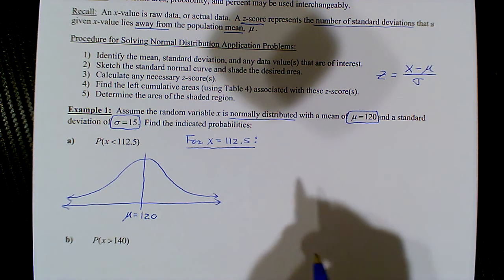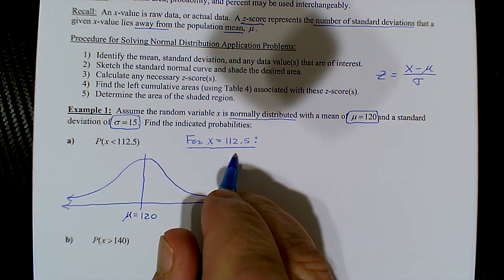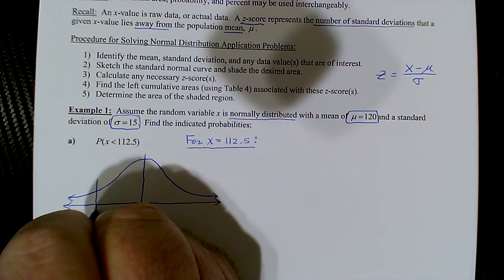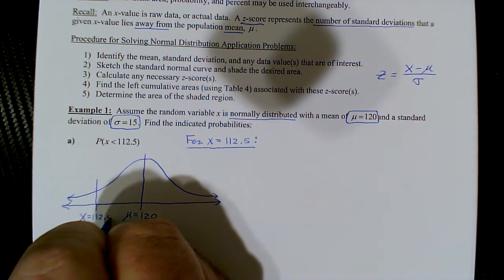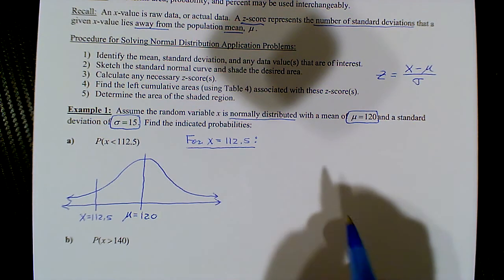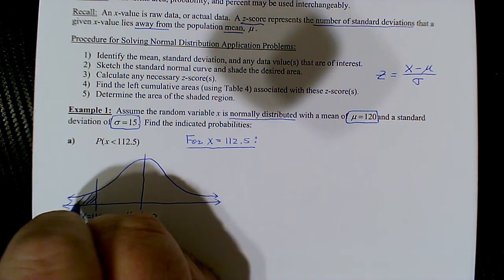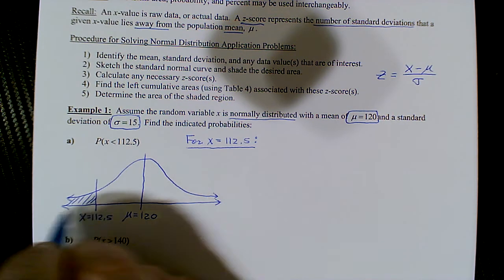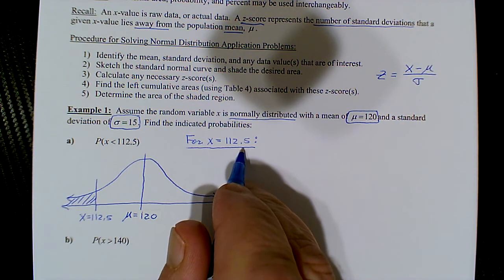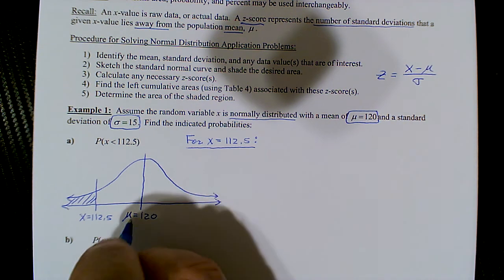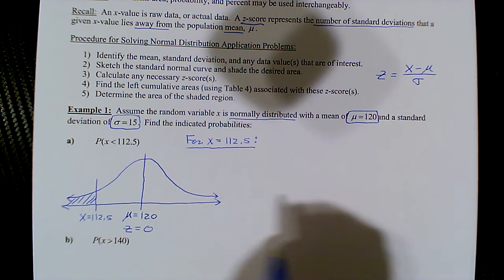And the critical value, or the data value of interest, is 112.5, which lies somewhere to the left of the mean. So x, we'll label that as 112.5. And we want the probability that x is less than that, so that's everything to the left of that data value, or everything that's in the little left tail. Now, what we're going to do is transform this data value into a z-score. We don't need to compute the z-score for the mean because we know the z-score for the mean is 0.